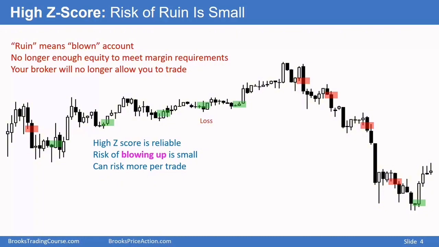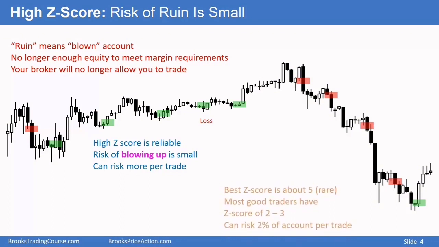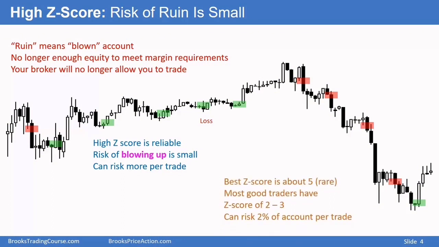When you have a high Z-score, the risk of blowing up your account is small, and therefore you can risk more per trade. A best Z-score would be about 5, which is extremely rare, but outstanding scalpers can get a score that high. A really good Z-score is 2 to 3. In general, if you have a very good system, a very good Z-score, you can risk about 2% of your account on every trade that you take. The lower your Z-score, the smaller percentage of your account you should risk on a trade.